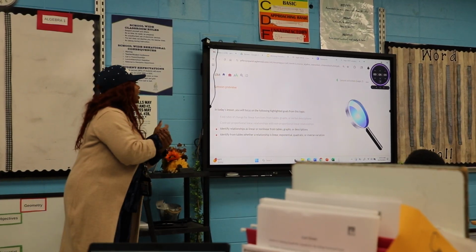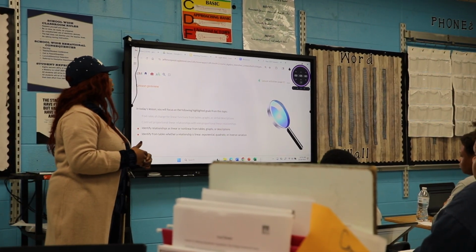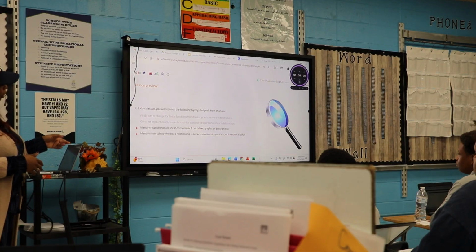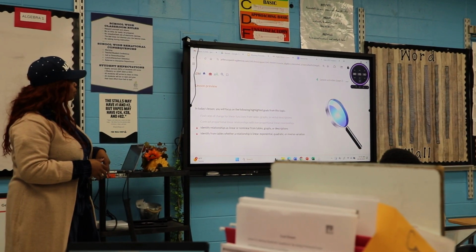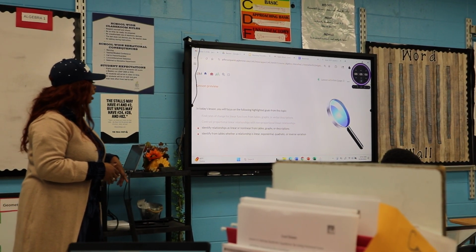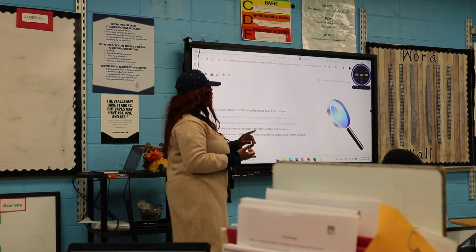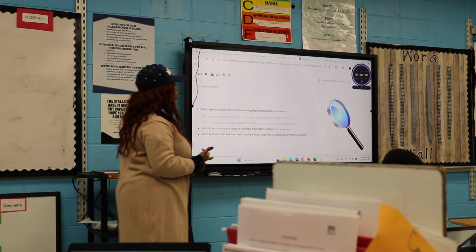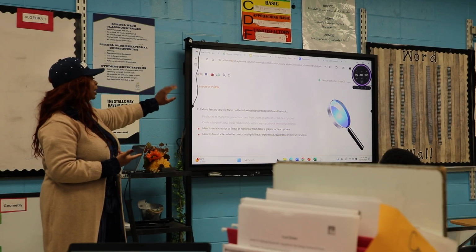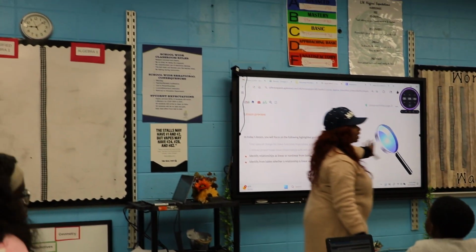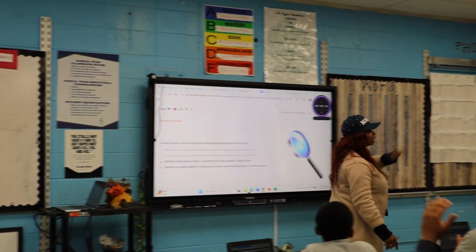To review today's lesson, you will focus on the following highlighted goals from this topic. Identify relationships as linear or nonlinear from tables, graphs, or descriptions. Identify from tables whether a relationship is linear, exponential, quadratic, or inverse variation. So let's break that down. Linear and nonlinear. What makes something linear and nonlinear?